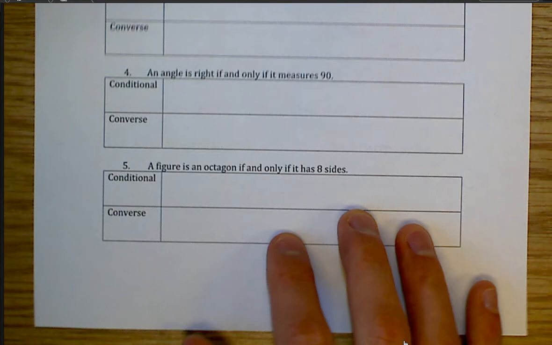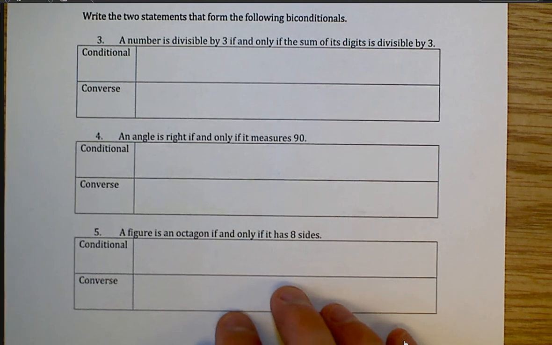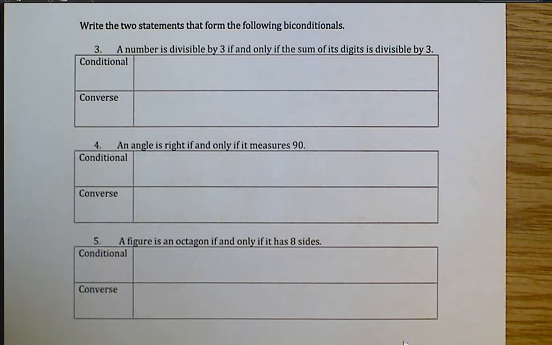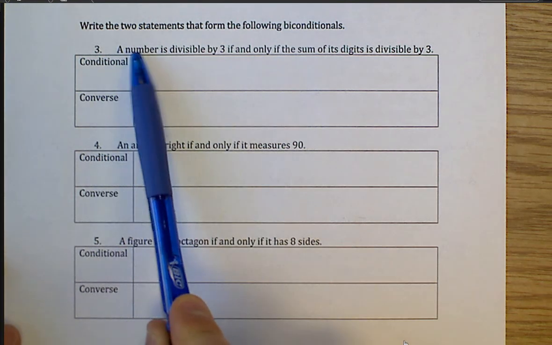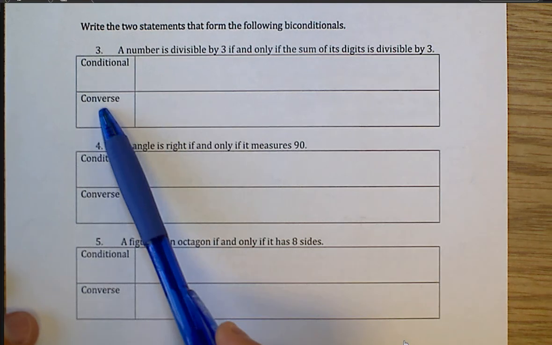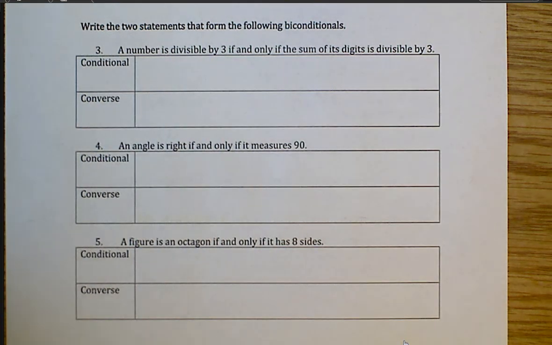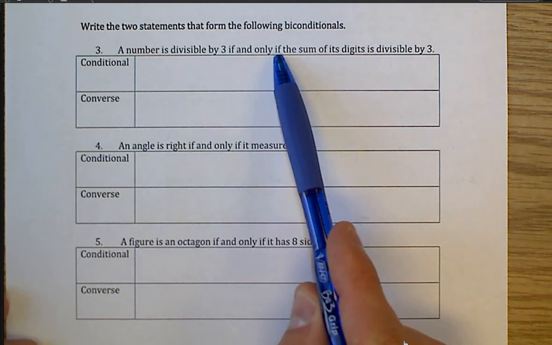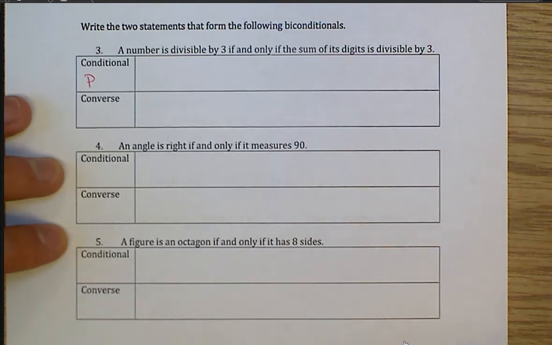The bottom. May not do all of these, may just do a couple of them to give you an idea what it's going to look like on your homework. So you just got done writing biconditionals. The other part of your homework is going to be like this. They're going to give you a biconditional, like in number 3, and then ask you to break it apart and write the conditional and the converse from that biconditional statement. So here's number 3. A number is divisible by 3 if and only if the sum of its digits is divisible by 3.